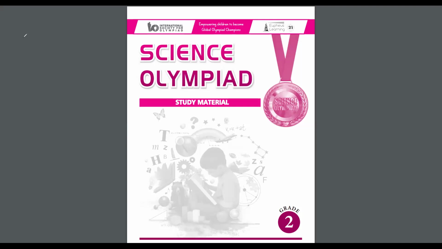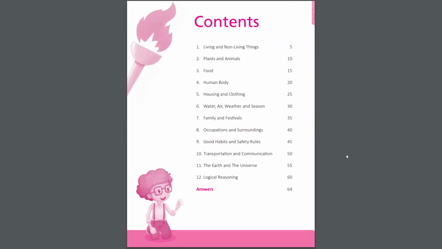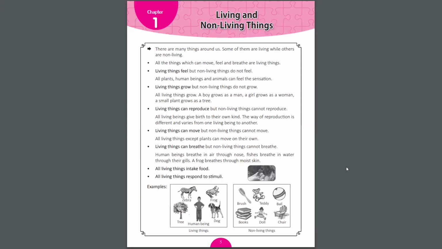So today we are going to do the Science Olympiad questions of grade 2. So let's just start without wasting any time. First of all, I'm going to show you the contents of what we are going to cover in this particular Olympiad sheet. These are the chapters which we are going to cover, and in these chapters there are different questions. We are going to cover all of them.